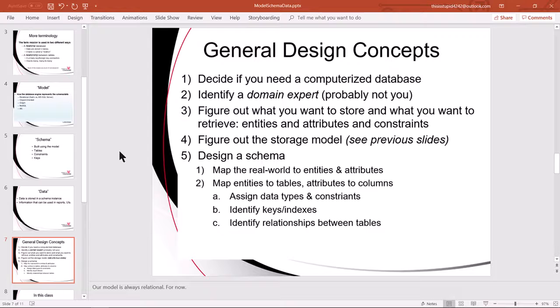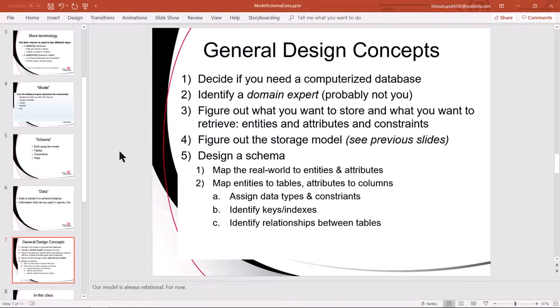We don't have a customer telling us what we need to store. We don't have a customer or user telling us what needs to be retrieved. So I will generally provide those things for you, or I will let you make them up. Either way, I will be very clear. Number four, what is our storage model? In this class, it will always be a relational database, Microsoft SQL Server.